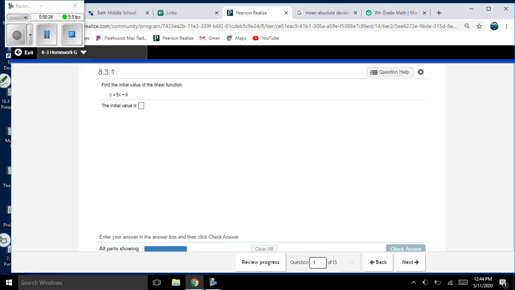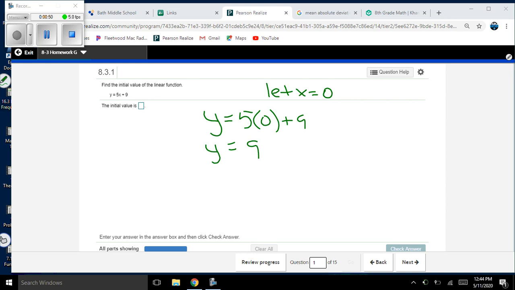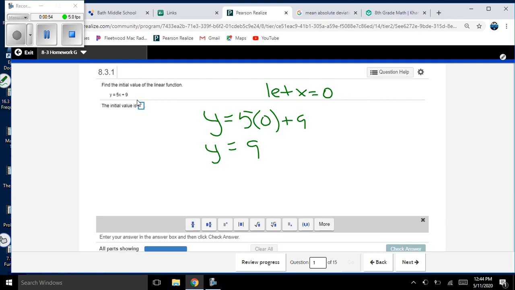Again, I don't think you're going to have much difficulty in understanding the concepts here. When I talk about finding the initial value, all that means is you're going to let x equal 0. If you do that in every one of these problems, you should be just fine. So in this particular case, if I let x equal 0, 5 times 0 plus 9, my final answer is going to be y equal 9. And you can see here, I should be good to go if I simply plug in 9 as my final answer.